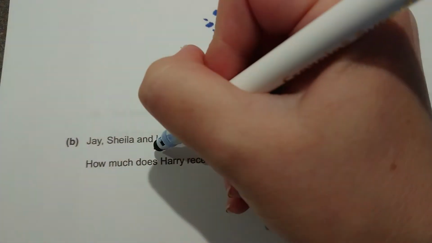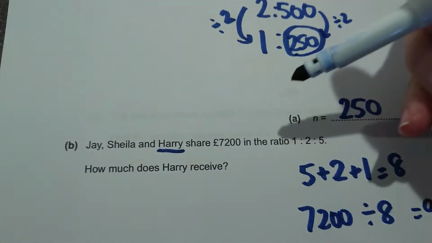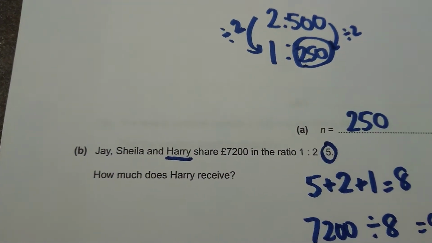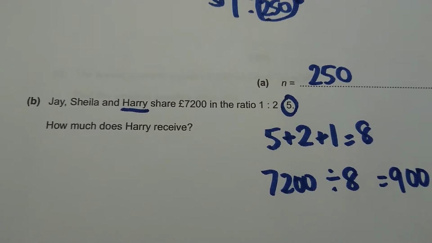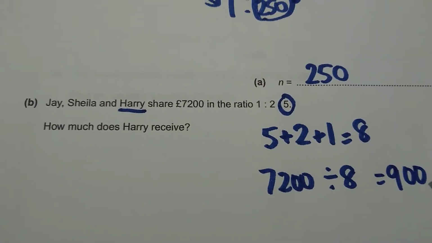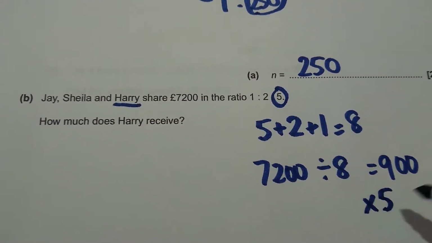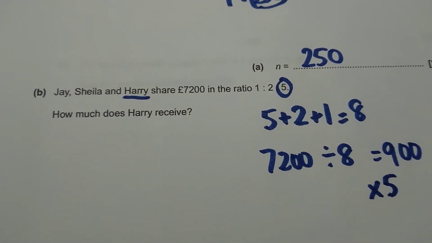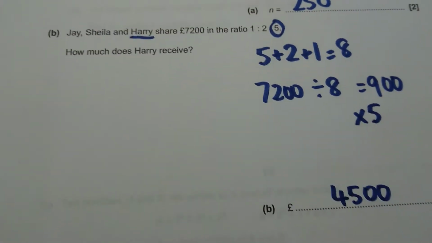So Harry is the third name mentioned, so therefore it's the third number in the ratio. So he's going to have 5 parts of the money. So if one part is 900, we just need to times that by 5, and so Harry would have 4,500.